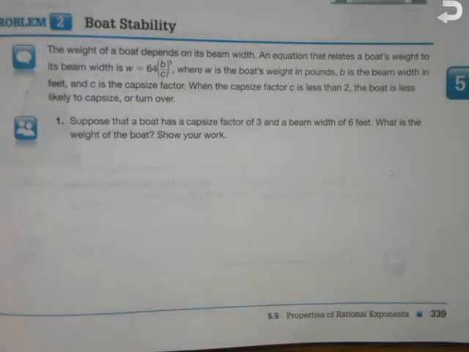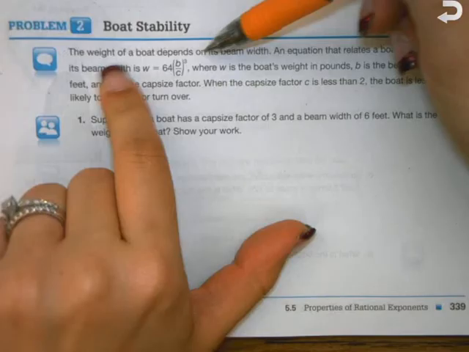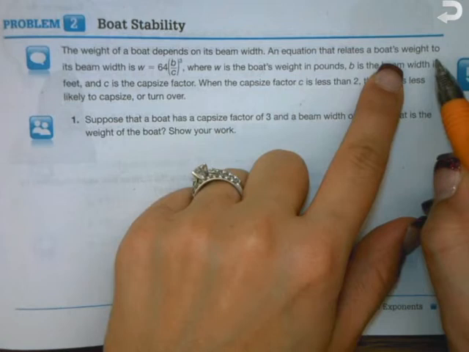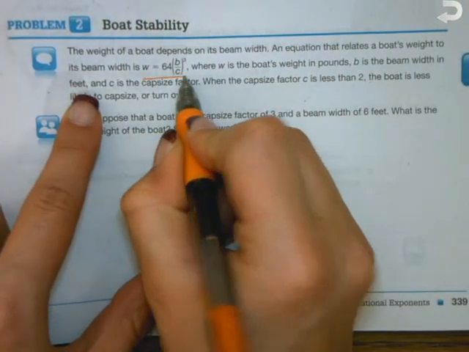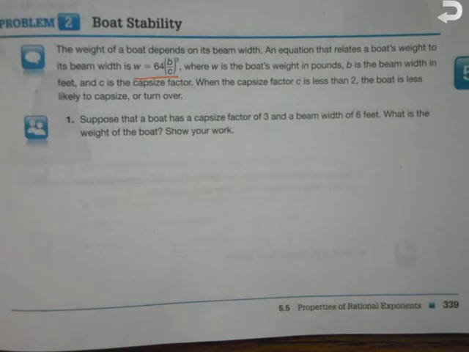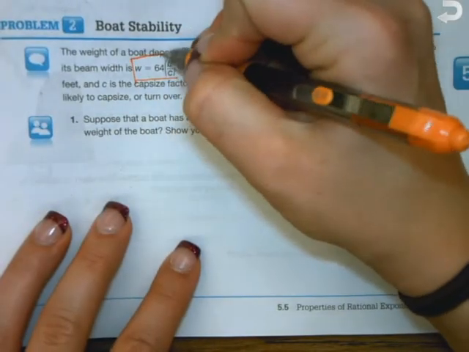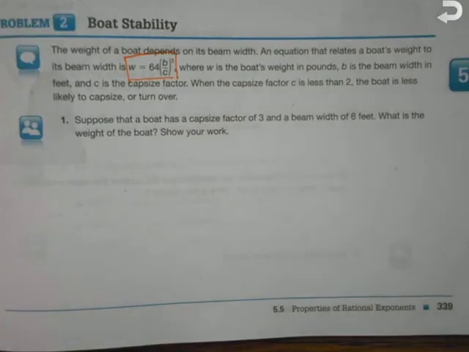Okay, so problem 2, boat stability. Let's read this together. The weight of a boat depends on its beam width. An equation that relates a boat's weight to its beam width is W equals 64 times (B over C) to the third power. Why don't you put a box around that, because we're going to be using it a lot in this problem. Just put a box around it so that you know that that's what we're working with.